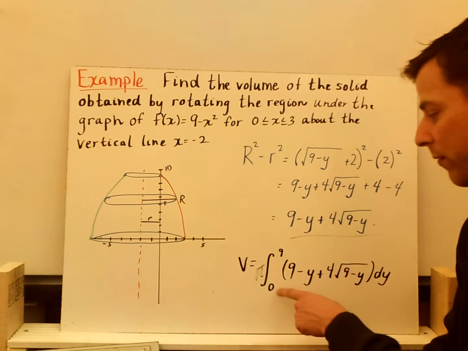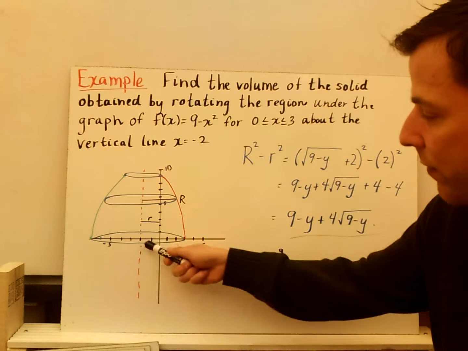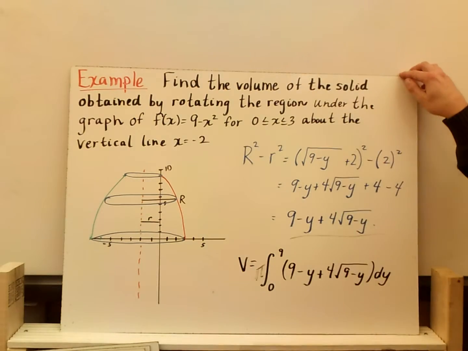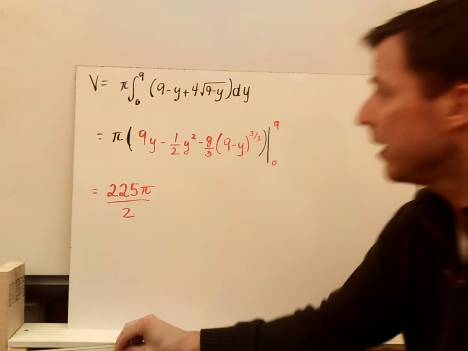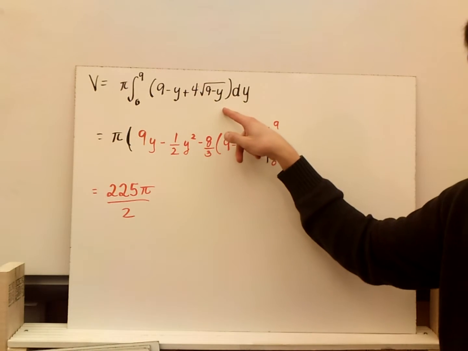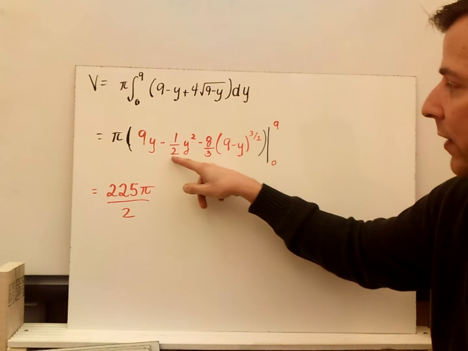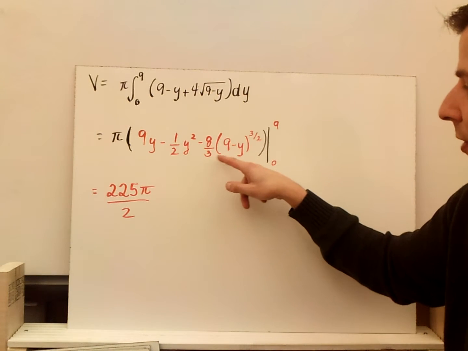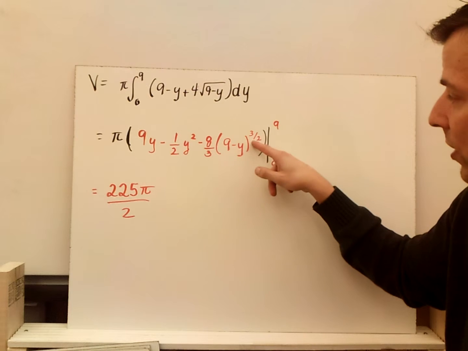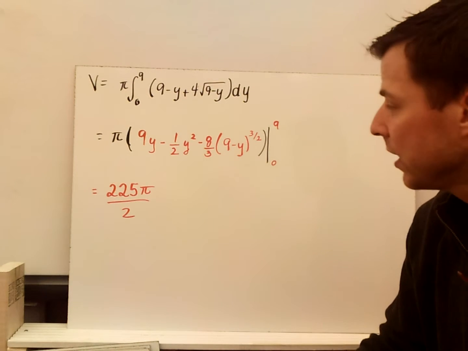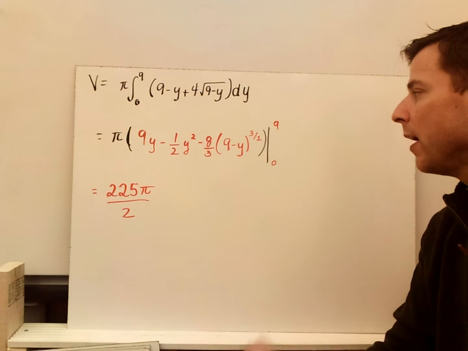Okay, so we're going to integrate from 0 to 9. So we're not looking this way from 0 to 3. We're going from 0 to 9 on the limits of integration. So I think I rewrote that integral. I did. So here's the integral, and then I go ahead and take that integral. So pi times 9y minus 1/2 y squared minus 8/3 times the quantity 9 minus y to the 3/2 from 0 to 9. When I do that, I end up getting 225 over 2.